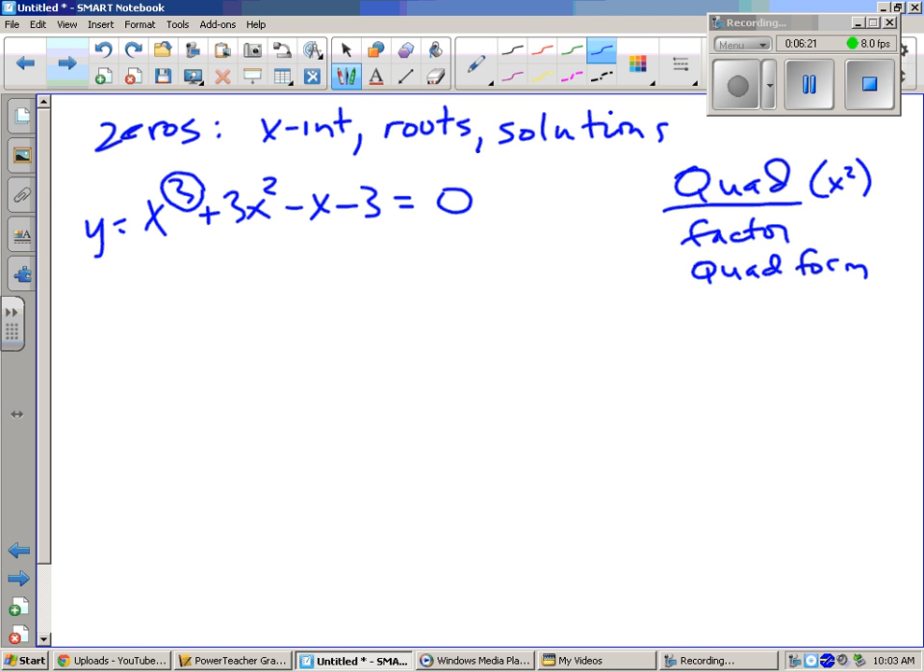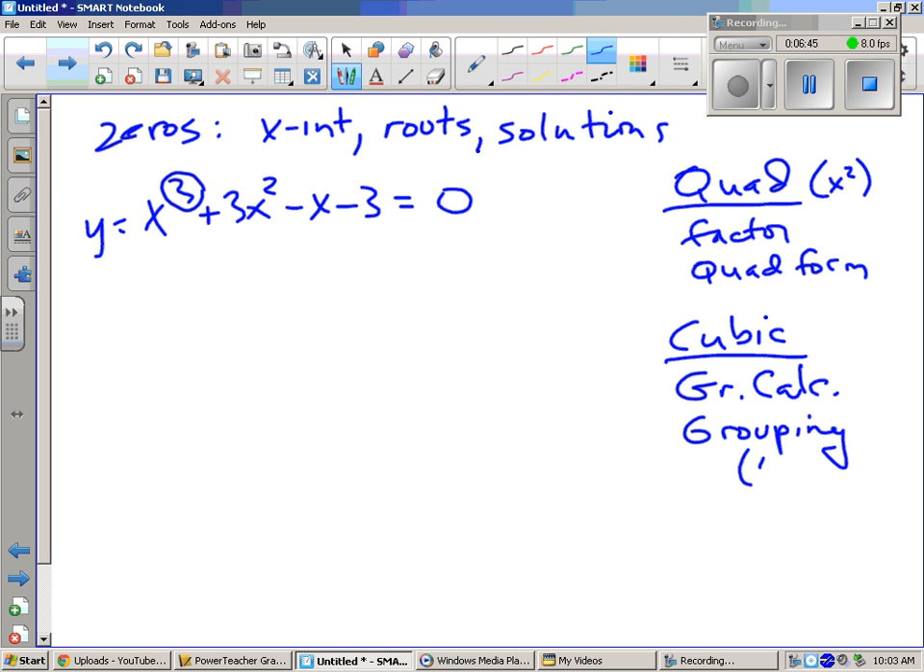And there's no greatest common factor to take out front, so we have to come up with some other methods. In class, we're actually going to use the graphing calculator. Okay, so we can call this a cubic function. So we're going to either use the graphing calculator, which I will show you in class, or we're going to factor by grouping. Grouping is a lot like the four-spot method you used back in Algebra 2, but it's already kind of broken up for you.